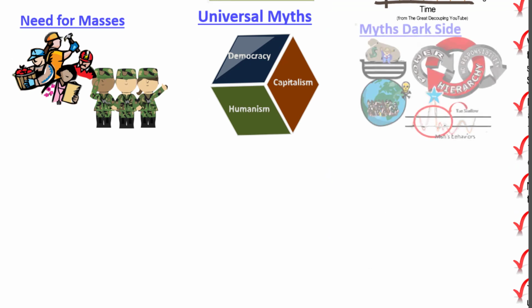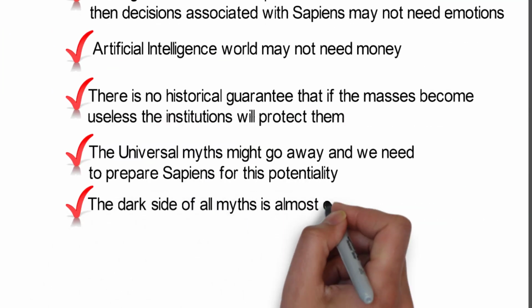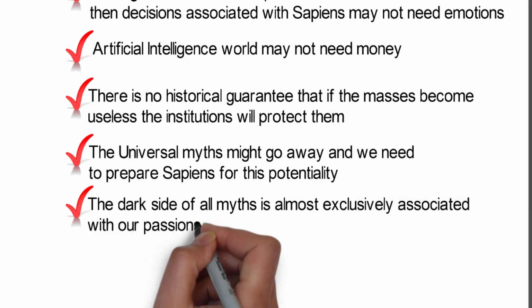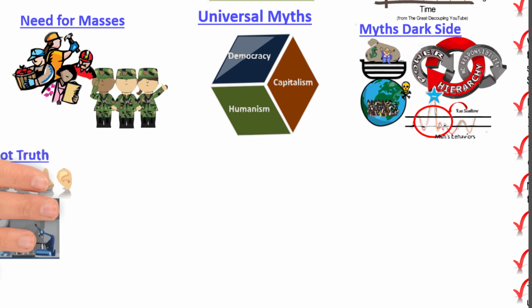Then the other thing he talks about is that the myths do have a dark side. Capitalism has a dark side as it facilitates greed and inequality. Democracy has a dark side as it tends to limit peak performances. And humanism has a dark side as it adopted the monotheistic prejudice for hierarchy without responsibility. So the dark sides exist. And why is that important? It's that the dark side of all myths is almost exclusively associated with our passions, all right, and not our rationality.